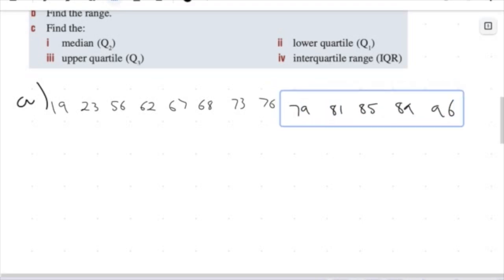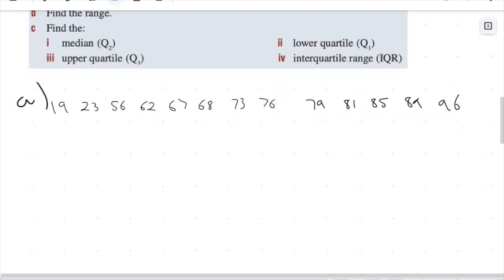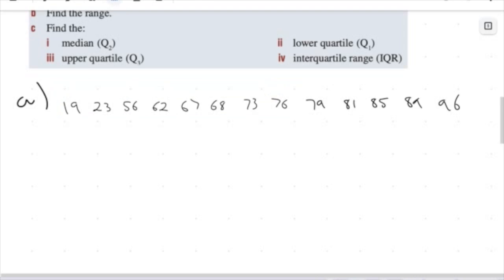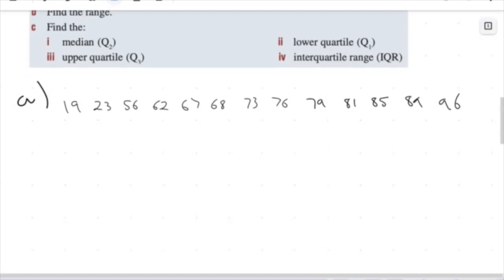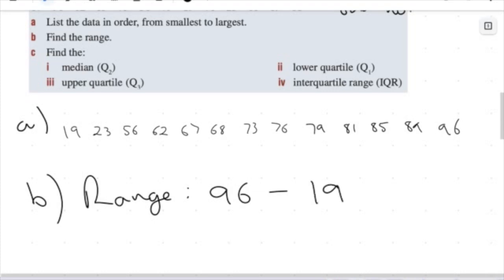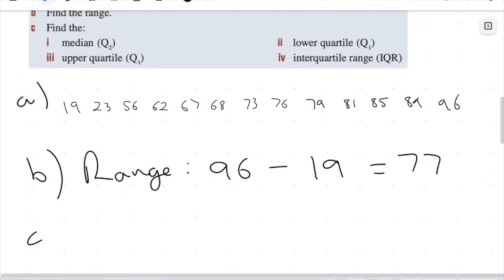Now that this is in order, we can start to break this data up. Our first actual question asks us to find the range. Now, this is just revision. We find our range by doing our largest number, 96, minus our smallest number, 19, and that's going to give us 77. Just a bit of revision, not too bad so far.